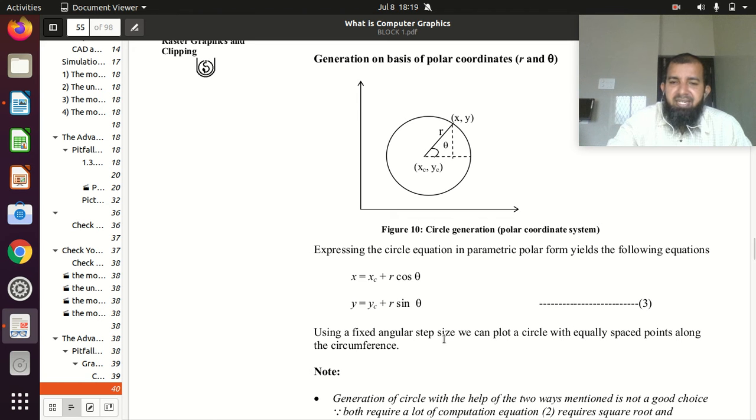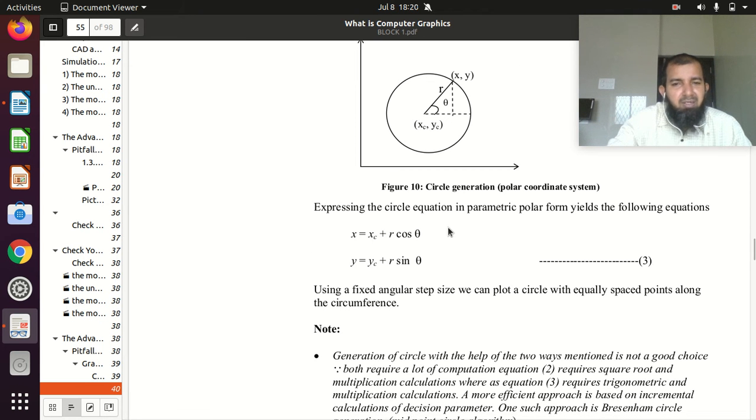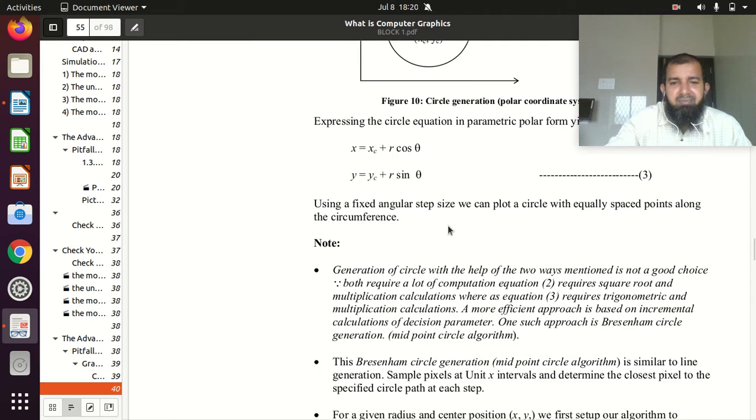Using a fixed angular step size, we can plot a circle with equally spaced points along the circumference. Like this, we can go on to find the new x and y values of that circle. If we take an example, then it becomes very clear.